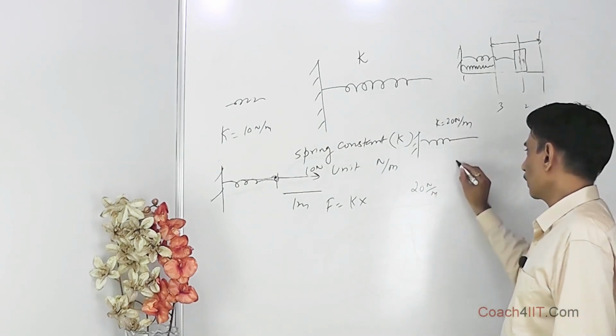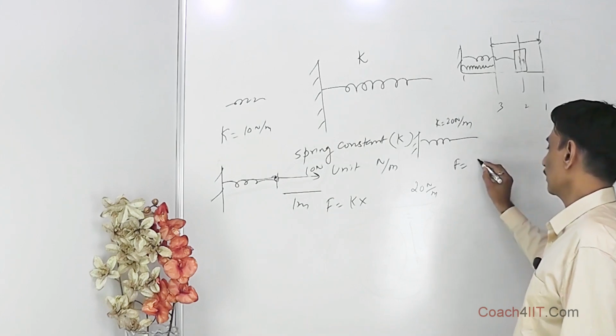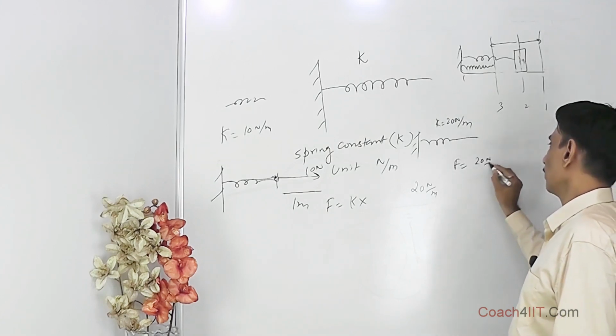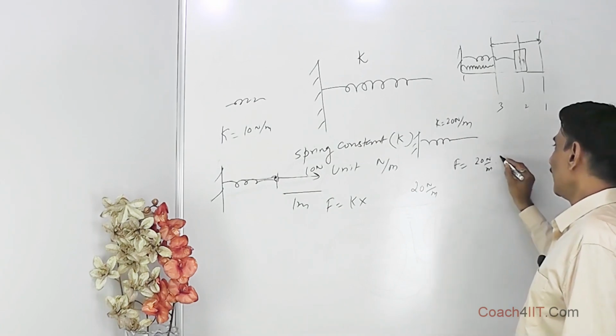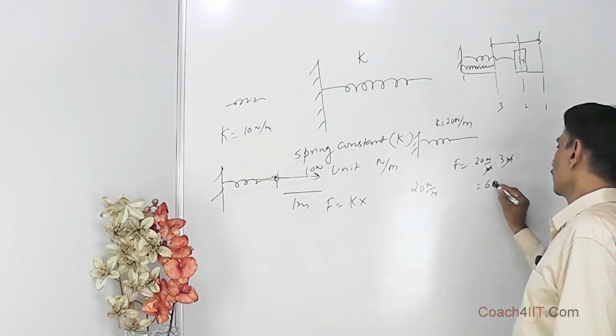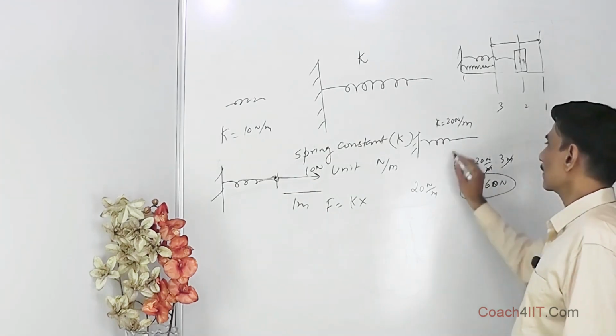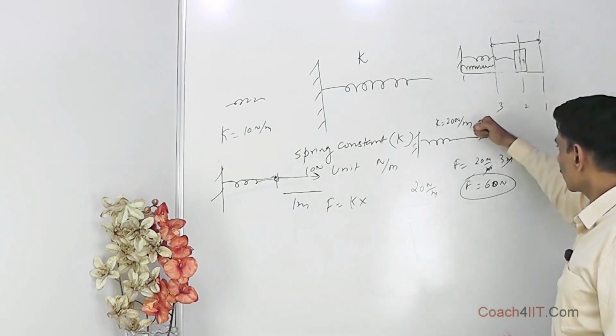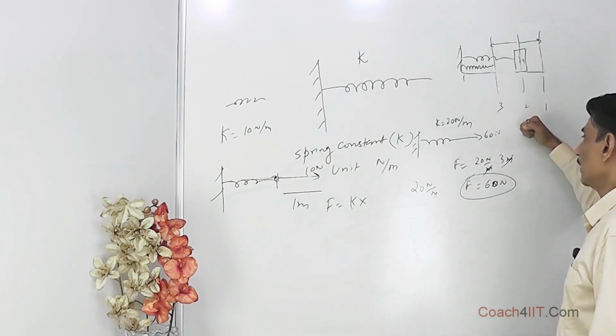So F is equal to kx. I want a 3 meter extension or compression. So k is 20 Newton per meter into x. X is 3 meter. Meter gets cancelled. So it means 60 Newton. So if I apply a 60 Newton force onto this, then I can pull this by a 3 meter distance.